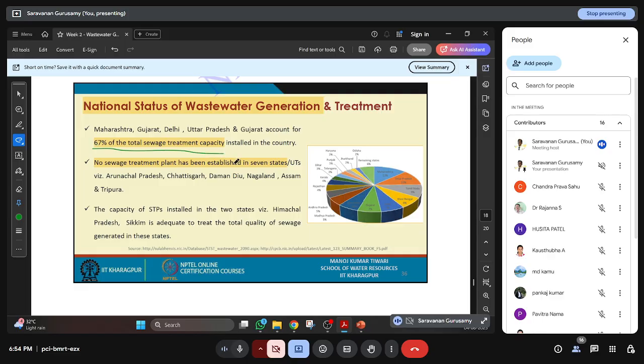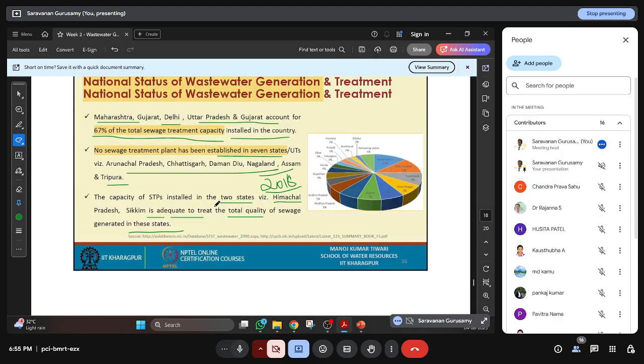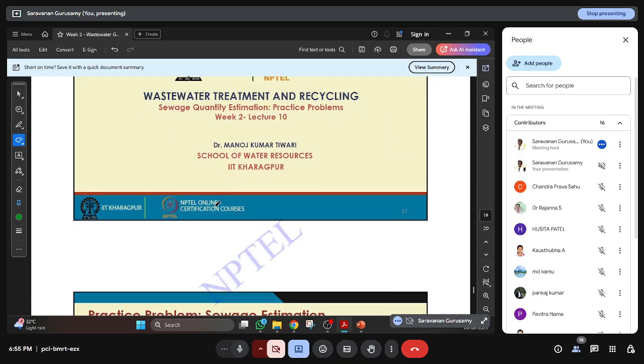See, 67% of the total sewage treatment capacity installed in India is only in Maharashtra, Gujarat, Delhi, UP, and Tamil Nadu, having 67% of the treatment system. The other 33% is in the other states, and no sewage treatment plant has been installed, especially in 7 states like this. These are all states still lagging in sewage treatment plants. It is around 2018 data, and now they may have some treatment facilities. The capacity of STPs installed in 2 states, Himachal and Sikkim, is adequate to treat the total sewage of these states. So we need to know the treatment capacity of different states, and we have to divert this wastewater to their STPs. That may be difficult. So we need to design decentralized systems for the separate states, and we have to handle the remaining 60% to be treated in place.